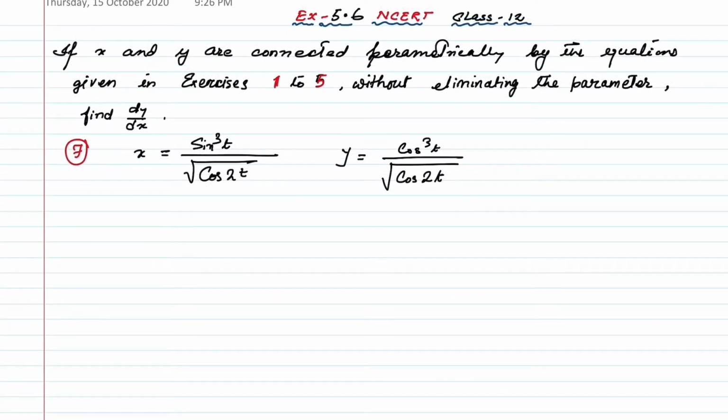Now let me solve question number 7. Suppose this is 1, this is 2. Now let us differentiate 1 with respect to t. Here the parameter is t.